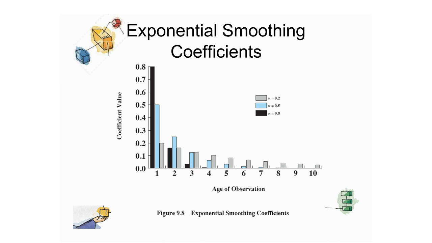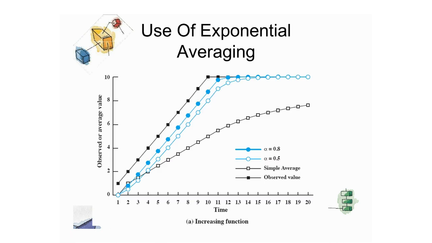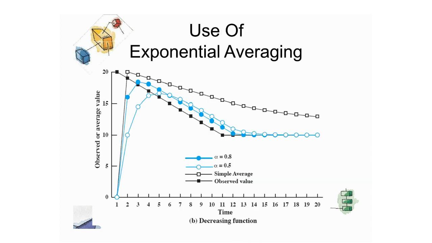Exponential smoothing coefficient. Here is the coefficient value and this is the age of observation. Use of exponential averaging. Here is for the increasing function. The decreasing function of use of exponential averaging.